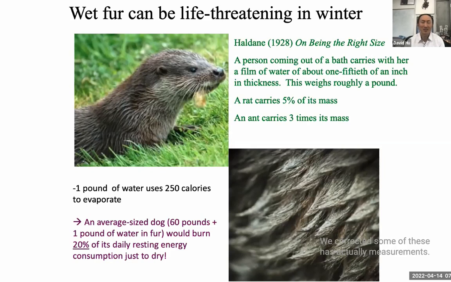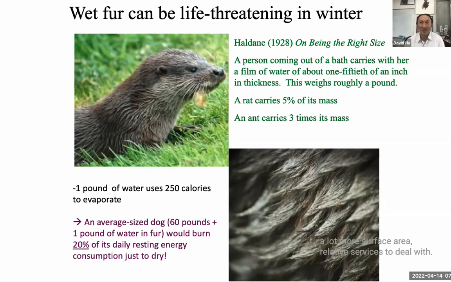We corrected some of these, his actual measurements. He said correctly that if you come out of your bathtub and don't use a towel, you've got a thin film of water on your body that's a 50th of an inch thick, and that weighs roughly a pound. A rat comes out of the same bathtub and it has 5% of its body mass, and an ant has 3 times its mass that it carries around. And that's due to the increasing surface tension to volume ratio.